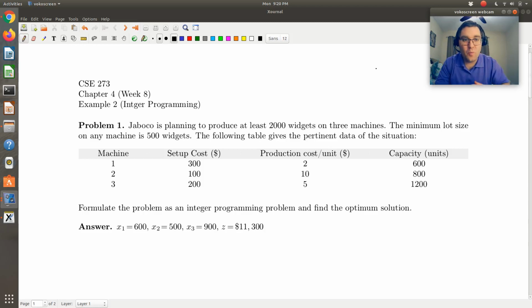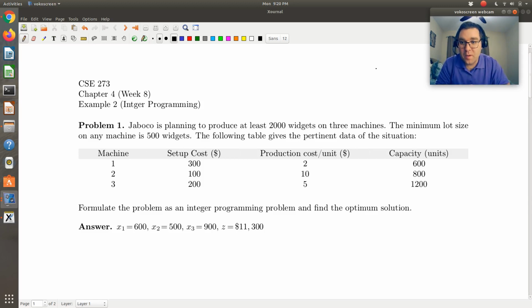Hello, greetings, and welcome. Let's take a look at our second integer programming problem from week 8 from chapter 4 of the course text. In this screencast, I'll set up our integer programming problem, and then we'll have a separate screencast in which I'll solve it using LibreOffice Calc.